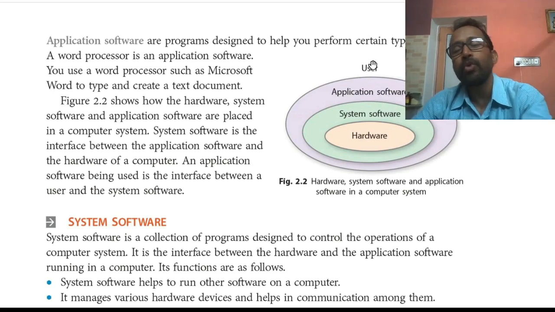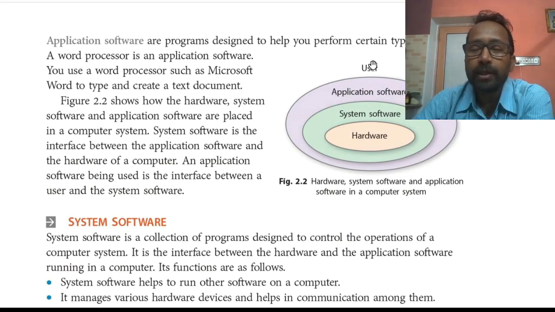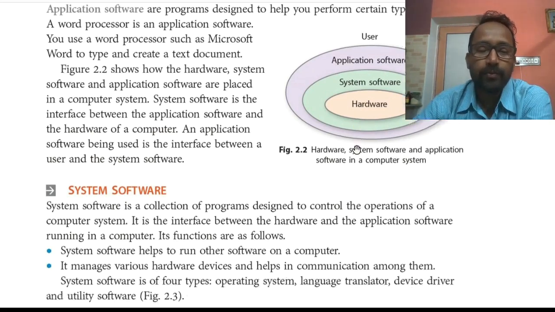That means user needs to perform some task. User will choose the appropriate application software to give instruction to that software, but that software cannot work alone. It sends the instruction to the hardware through system software. So system software will work as an interface between hardware and application software, or we can say user application. And user interacts with the computer system or with the operating system through application software. Okay, so this is a relation between hardware, software and user.